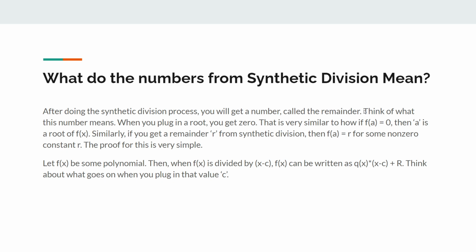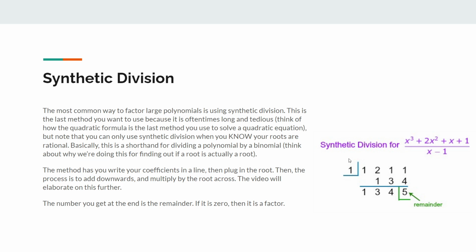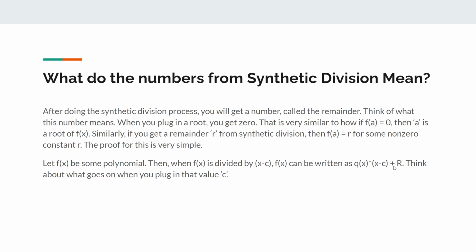This is like one last theorem. So after doing the division, you get a remainder. So I already showed what that means, right? But if you get 0, you get a root. So that's saying that f of that root is equal to 0. And if you get a remainder r, then the number you plugged in, so here in this example, we plugged in 1. That means that if you plug in 1 to this polynomial, you'll get 5, which is really helpful. Because say if you need to evaluate a large polynomial, you can just do synthetic division and it'll work out.